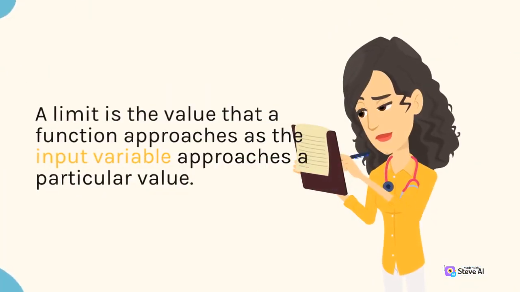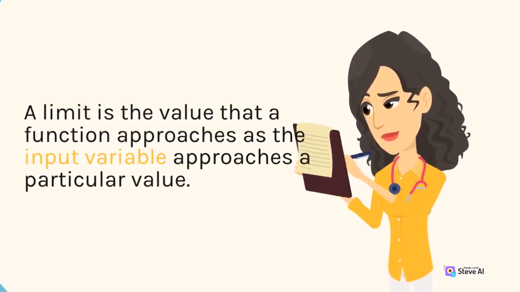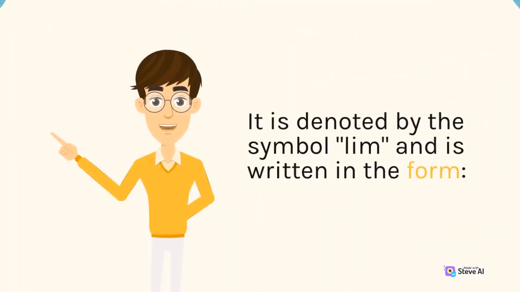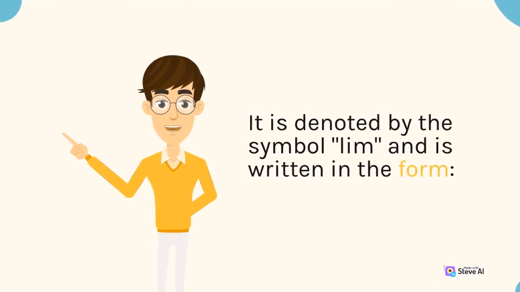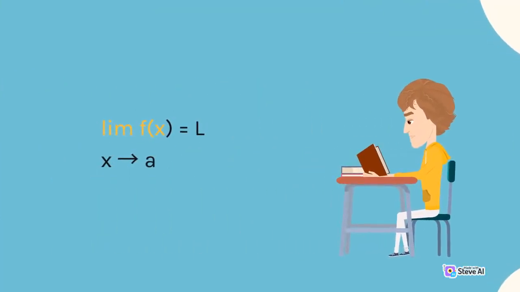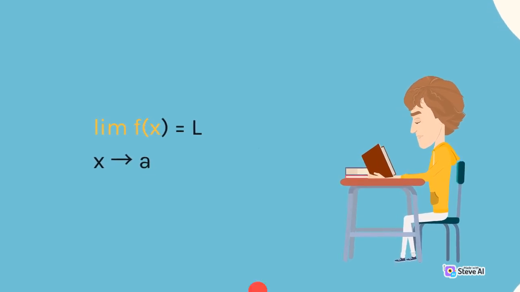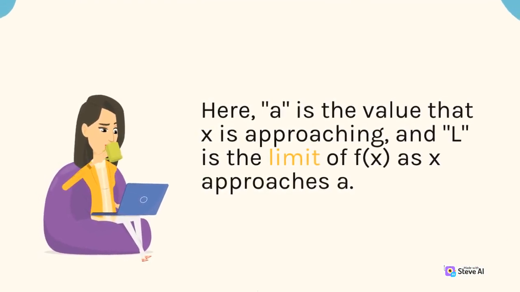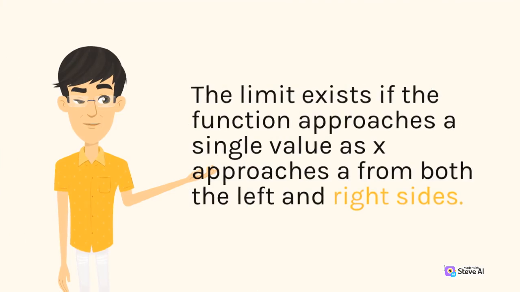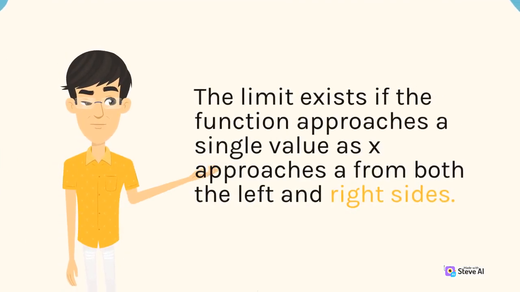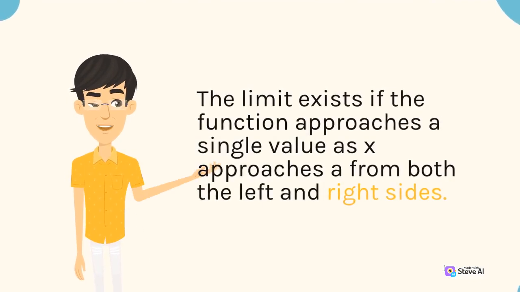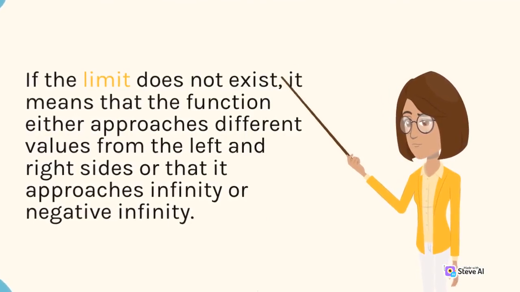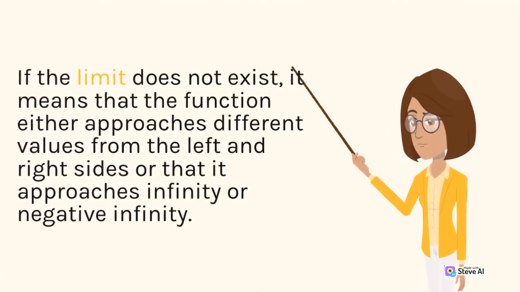A limit is the value that a function approaches as the input variable approaches a particular value. It is denoted by the symbol lim and is written in the form lim f(x) = L as x approaches a. Here, a is the value that x is approaching, and L is the limit of f(x) as x approaches a. The limit exists if the function approaches a single value as x approaches a from both the left and right sides. If the limit does not exist, it means that the function either approaches different values from the left and right sides or that it approaches infinity or negative infinity.